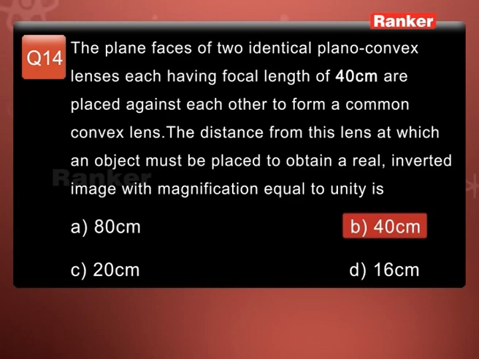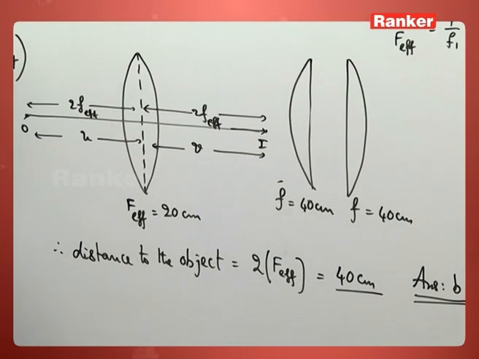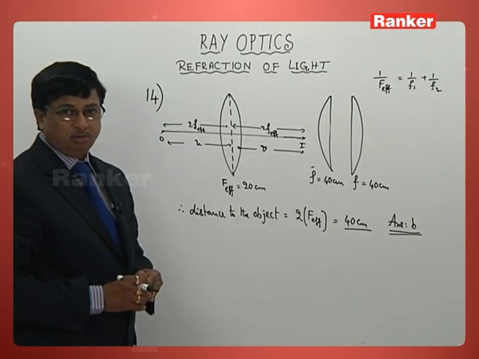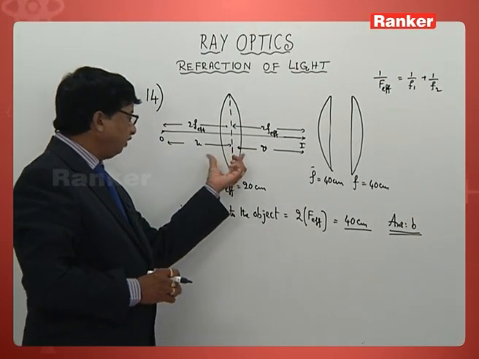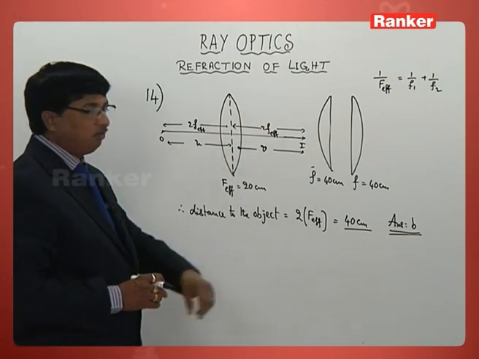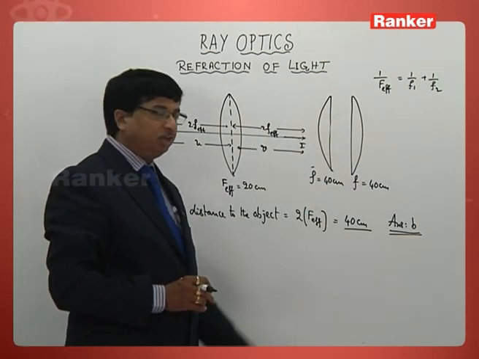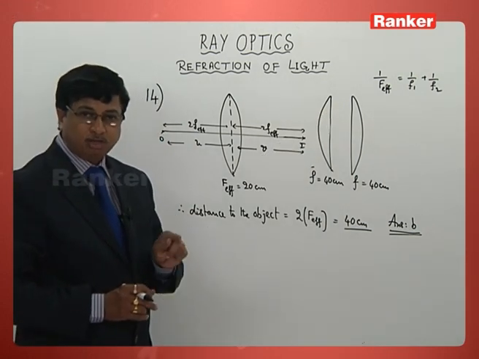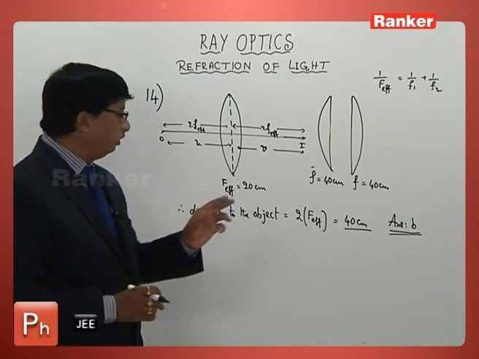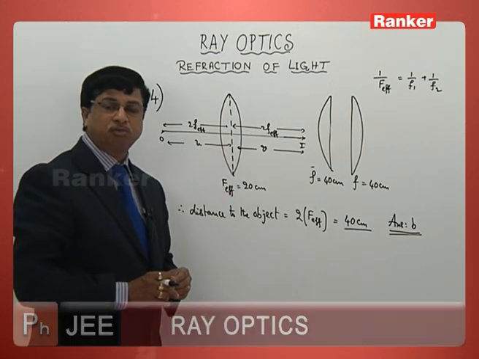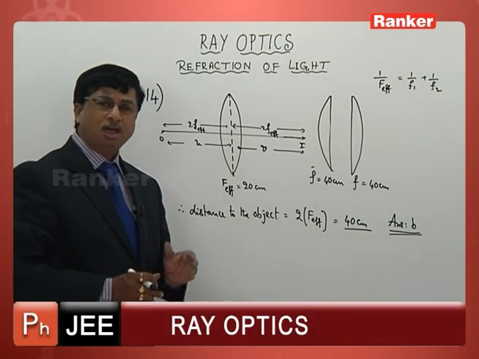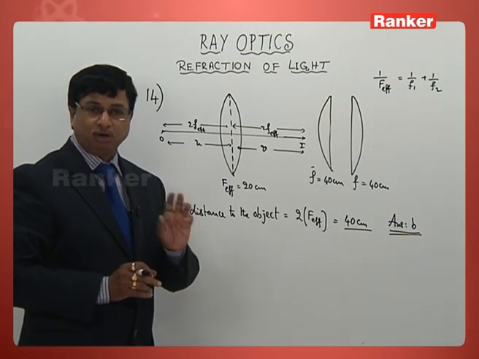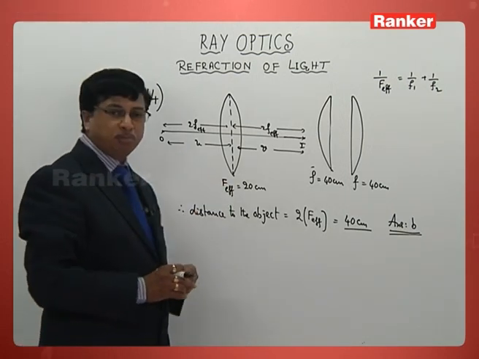So this is the method you people have to adopt, and you need to remember that formula for the combination of lenses. Okay, so by any chance if the lenses are separated by a certain distance, there is a different formula. 1 by F effective is equal to 1 by F1 plus 1 by F2 minus X by F1 F2, where X is the distance of separation between the convex lenses or concave lenses, or one convex and one concave, no problem. So these are the points you have to remember for solving this problem number 14.